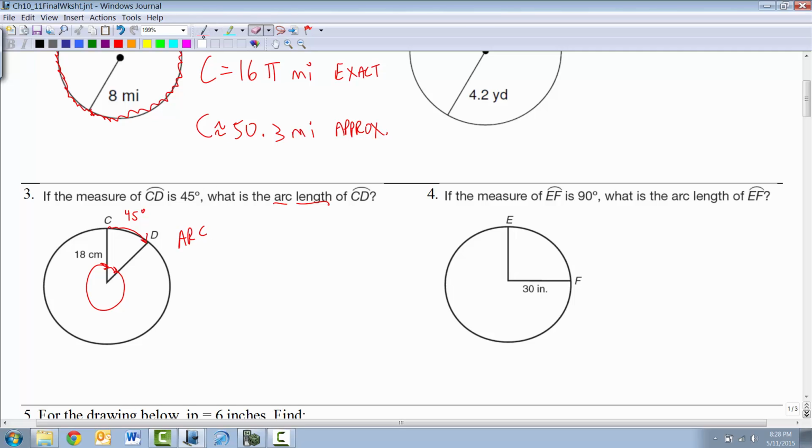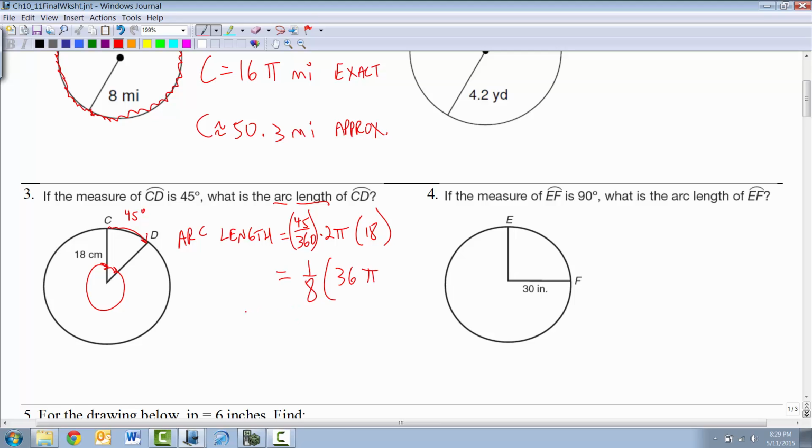So arc length equals, and you're probably ahead of me, I hope you are, circumference, which is 2 pi r, radius is 18, given flat out, times what fraction of the circumference are you dealing with? 45 out of 360. What else can we do to get that figured out? 45 over 360 is 1/8, I believe, doing my mental math. And then 2 times 18 is 36 pi.